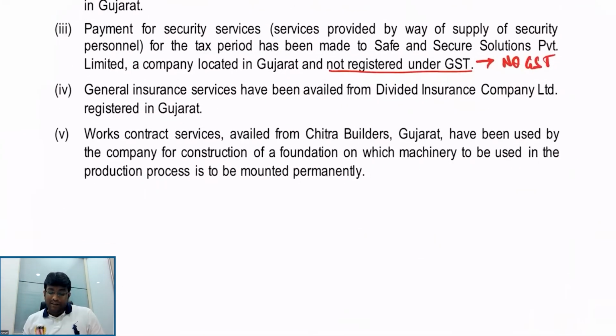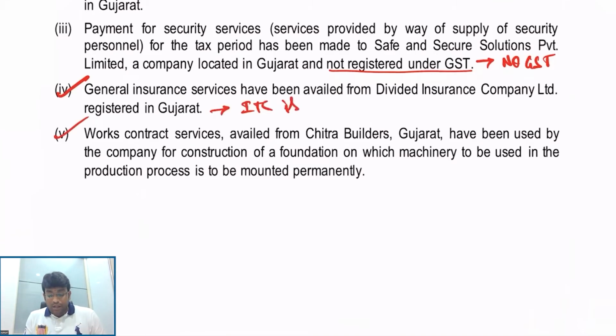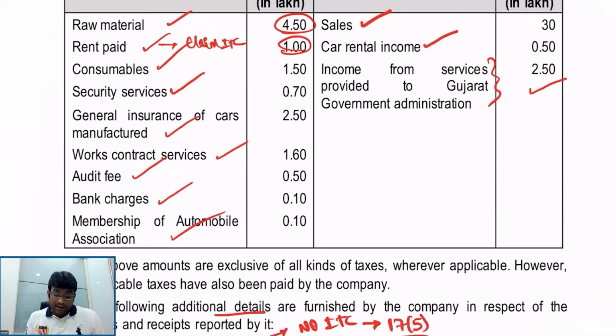General insurance service has been availed from Dividend Insurance Company Limited, registered in what, my dear friends? Gujarat. Very good. Works contract service is availed from, in fact, my dear friends, this ITC is allowed. Correct, no? The reason for that is we are talking about general insurance service for 2.5 lakh cars manufactured. Generally, insurance for car credit is not allowed. But since you are a manufacturer of cars, credit will be allowed, because the concept is very clear in the law. Makes sense, right? Exactly.